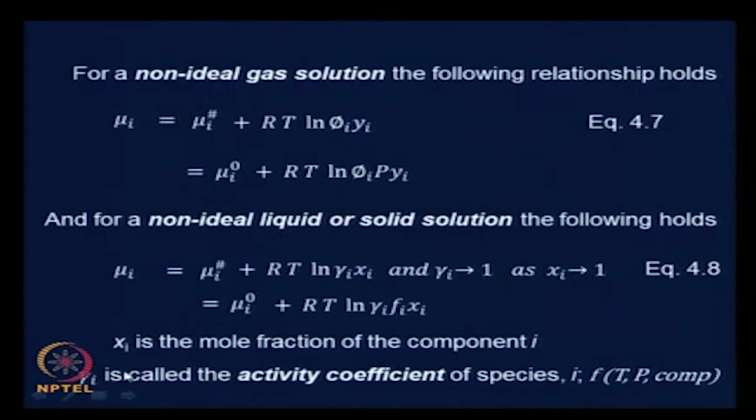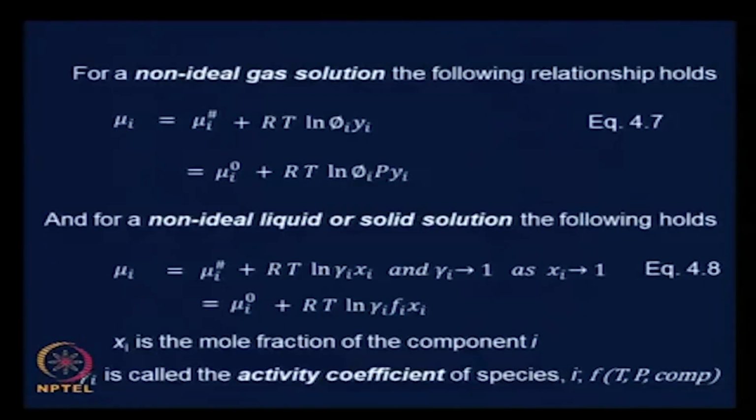Gamma I is called the activity coefficient of the species I. This is a new concept that we are introducing in this particular module. Most importantly, note that it is a function of temperature, pressure as well as composition. We have all three things coming in here, so we need to be a little careful when we handle gamma I.